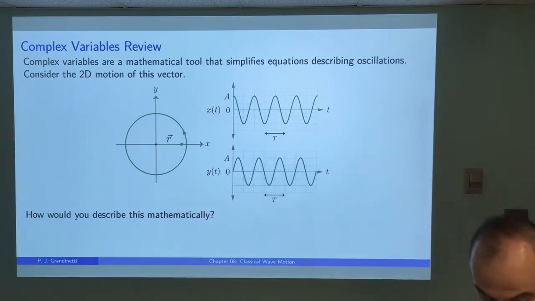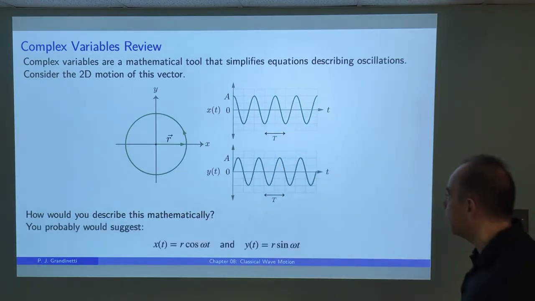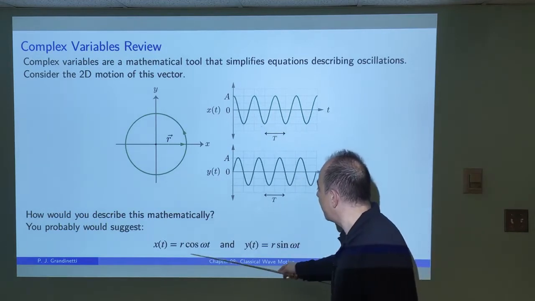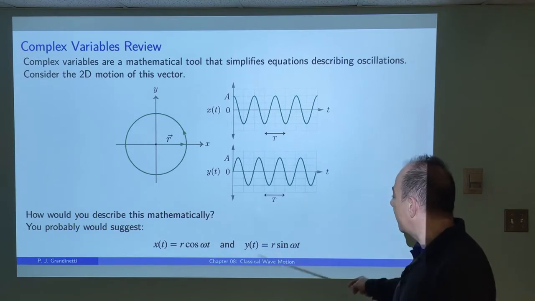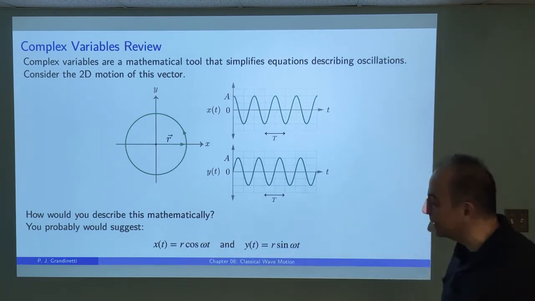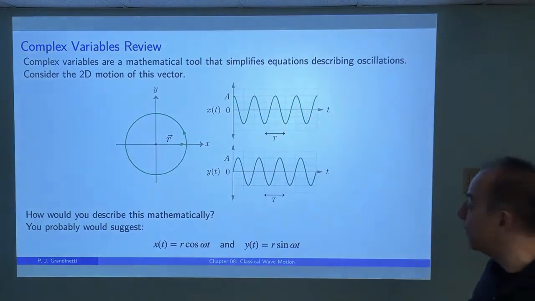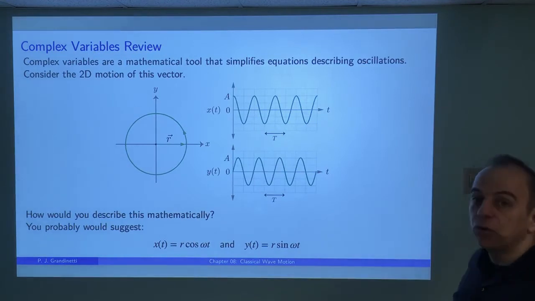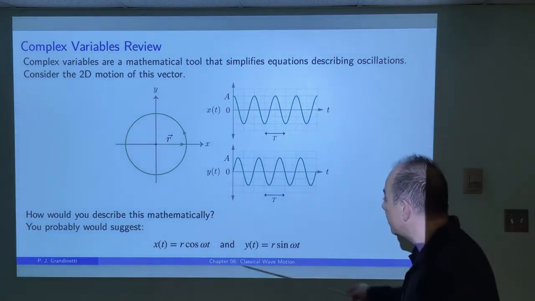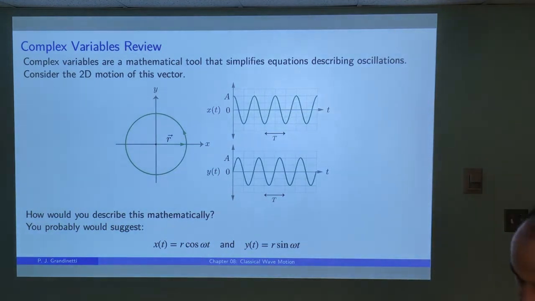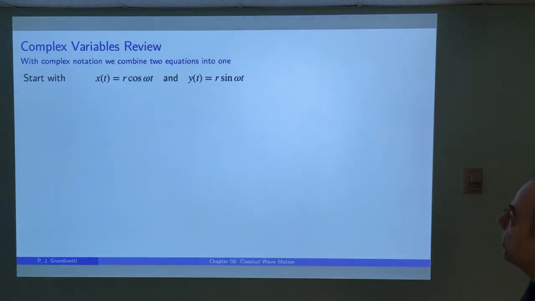Now, to describe this mathematically, you might say, well, I'll just write down that the x component of the vector is r cosine omega t and the y component is r sine omega t, and that would work. That would be perfectly fine. But that's two equations, and what we're going to do with complex notation is find a way to bring this together into one equation that includes the amplitude and the phase information together.